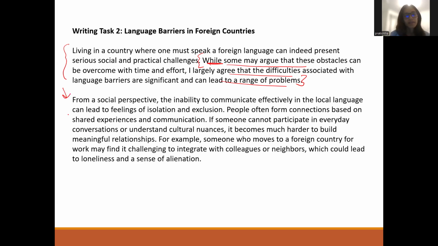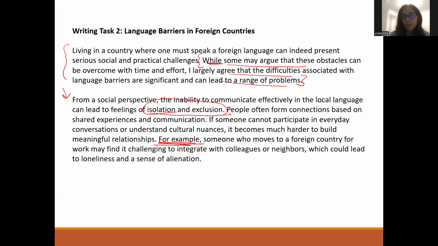So, first body paragraph. From a social perspective, the inability to communicate effectively in the local language can lead to feelings of isolation and exclusion. This is the first point. People often form connections based on shared experiences and communication. If someone cannot participate in everyday conversations or understand cultural nuances, it becomes much harder to build meaningful relationships.